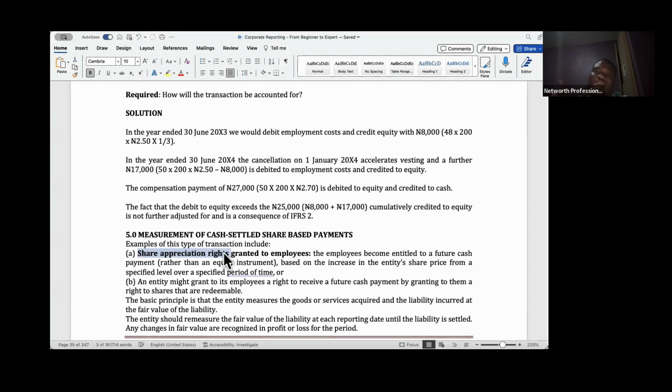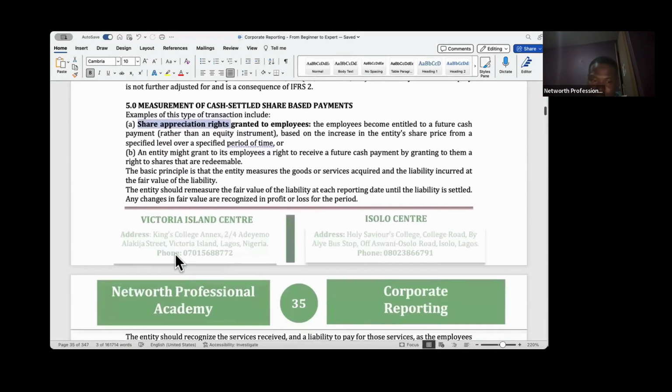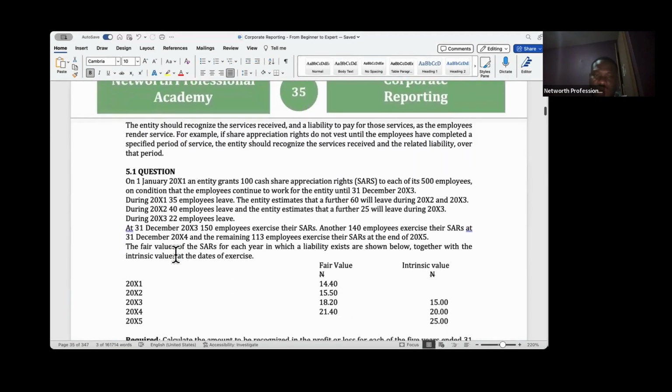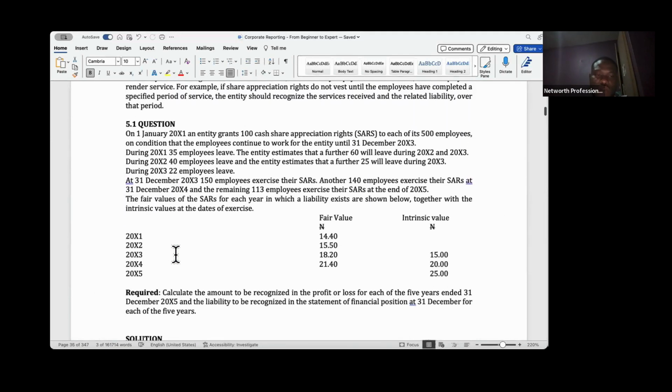Whatever it is they have called it, or whatever it is they are giving, what is important is the substance of the transaction. Understanding that what the employer will give is cash, and this cash is based on the share price of the entity. And in measuring it, you recognize an obligation or a liability, which is going to be measured at the fair value of that share option, or like I told you, share appreciation right, at each reporting date. And that is it. So let's look at this comprehensive question to settle that.